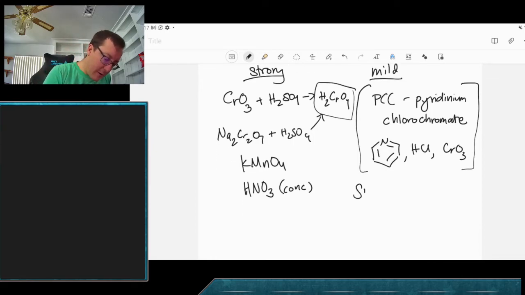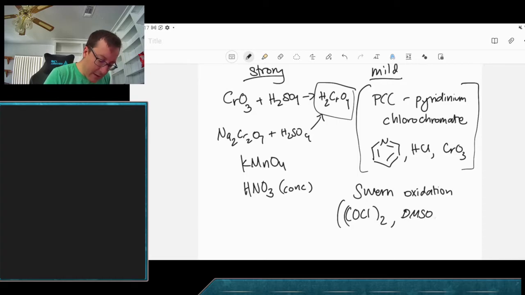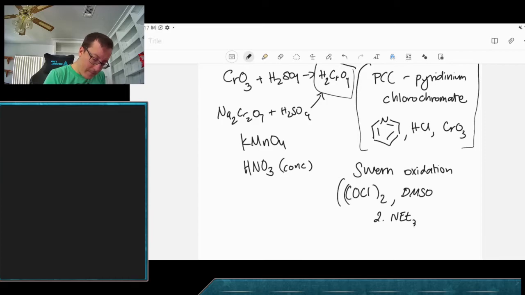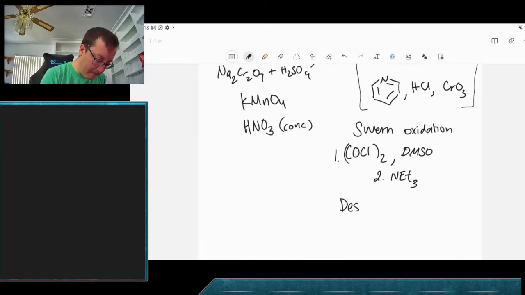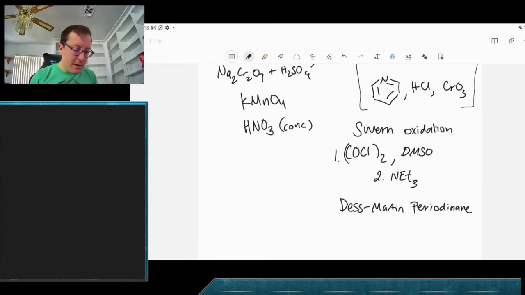We have the Swern oxidation, which uses oxalyl chloride, dimethyl sulfoxide. We're going to look at the mechanisms for these. And then triethylamine. So first up, oxalyl chloride, and then DMSO, and then triethylamine. And then the last one is Dess-Martin periodinane. And we'll take a look at that one as well.